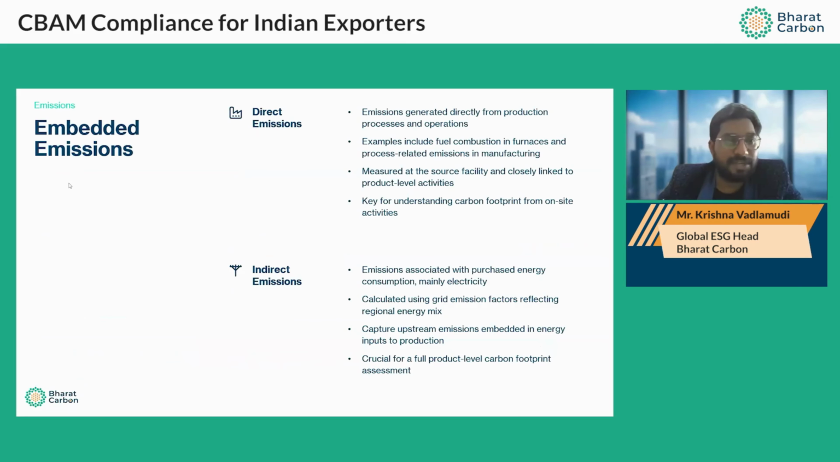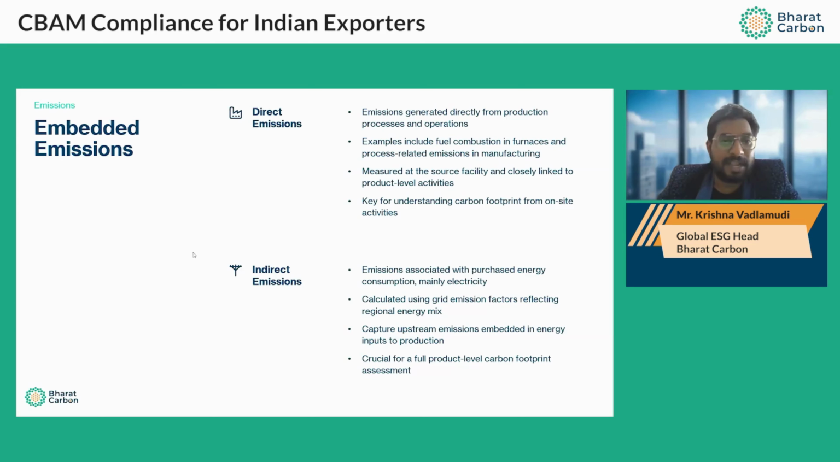In embedded emissions, there are two types of emissions. One is direct emissions, second is indirect emissions. Direct emissions are generally from the production process and operations. For example, when you are a steel factory, there is fuel consumption in your furnace, and the related emissions in your manufacturing process. These are basically measured at a facility level, closely linked to your product activities. So the key for understanding the footprint is on-site emissions. Direct emissions, as we can generally call them, are on-site emissions.